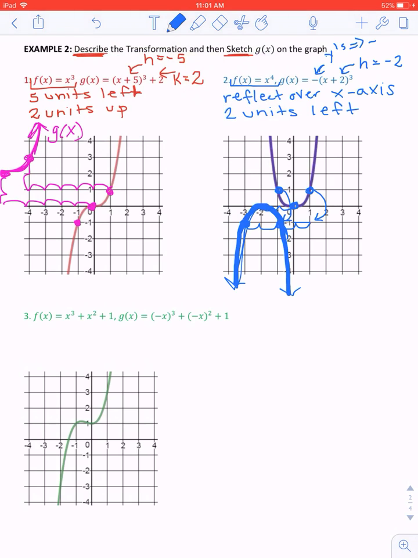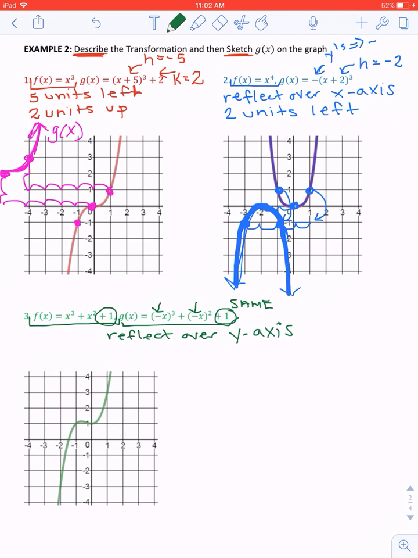Okay. So, try number 3. Pause it if you want to, or just do it while I do it, and then look to see if our answers match. All right, so be careful. That +1 at the end is actually the same, so it does not change at all. So don't think that that is a k value. Do not move it up 1 because it was already there.